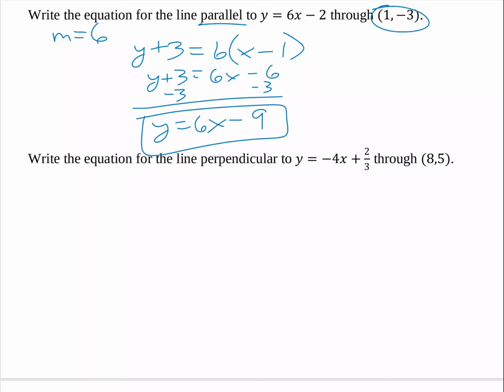Now I want to point out a couple of things. First of all, notice that the slope here and here is the same. And also notice that the y-intercept for my line is not the same as the y-intercept for their given line. And it's also not the same as the y-coordinate that they gave me. Okay? You have to go through that process. You cannot take this y-coordinate and plug it here. Okay? Don't do that. You'll get it wrong. All right, so what am I going to do for the second one then?